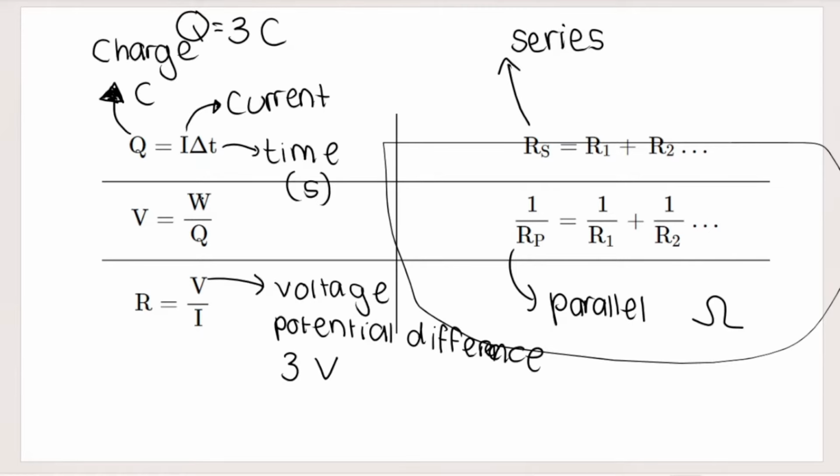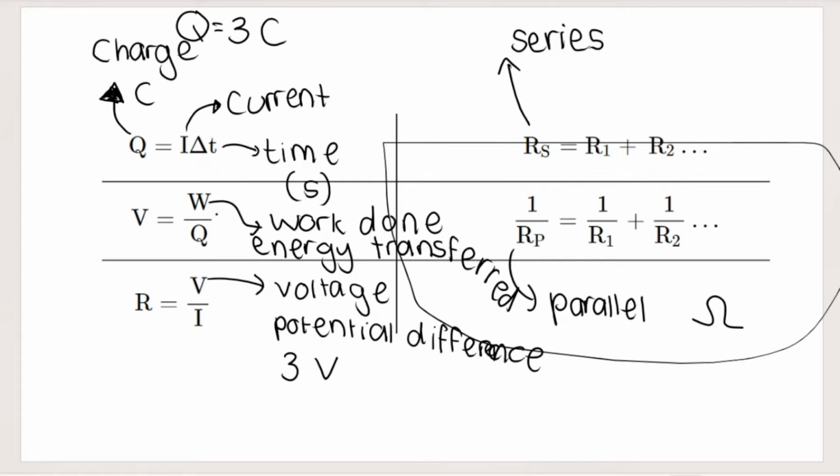I is current. W, this is very important, and people often forget about this. W is work done or energy transferred. It means the same thing. And you might be confused. You might think, but W stands for work. Why are you saying energy? Work and energy are the same thing, basically. So if you see W, it can mean work or it can mean energy. And the unit for both of those is joules, J.